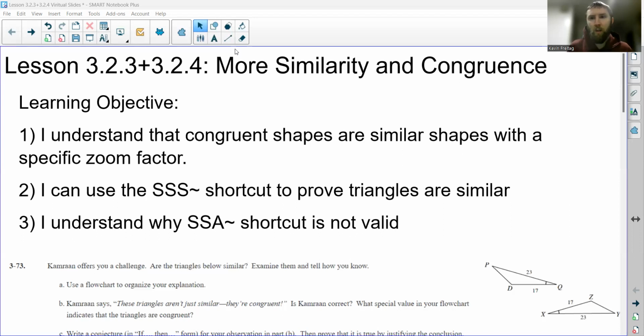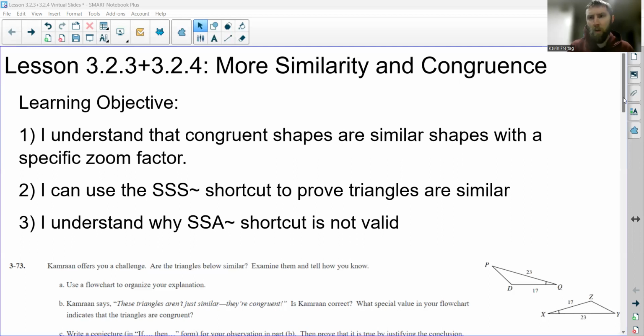But today we're going to try to connect similar shapes to congruent shapes, which we've maybe talked about before. Congruent shapes are those that are the same shape and same size. And then we're also going to expand to one more similarity shortcut, which will give us 3 total. And then talk about, again, why one of them is not valid, okay?